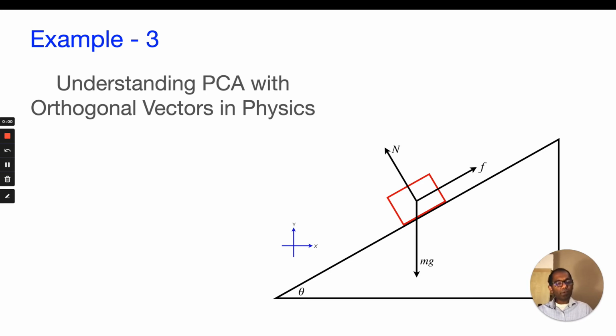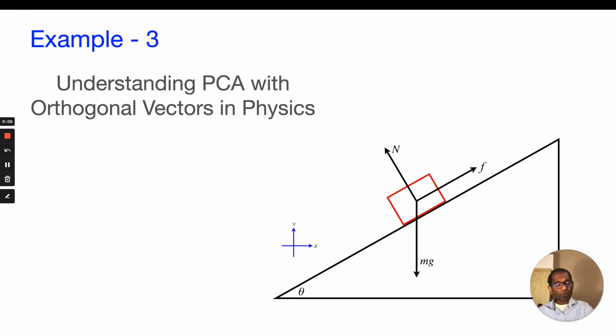This figure may be familiar to you. Back in school days in physics, we have seen this object on an inclined plane on which we have various forces acting on it. The normal force, which is perpendicular to the inclined plane, and then you have the friction, which is parallel to the inclined plane, and the gravity, which is straight down. These forces are in different directions. How do we deal with it?